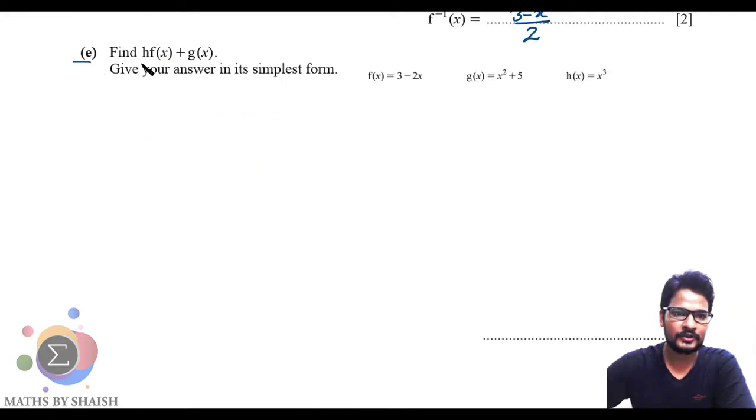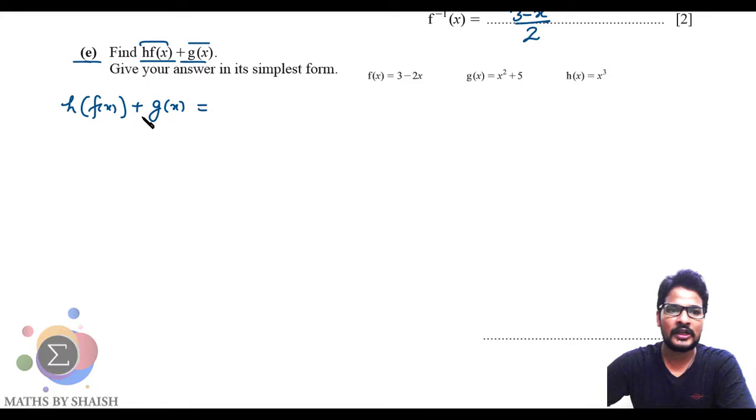Here's the last question of this paper. Find hf of x plus g of x. Give your answer in its simplest form. So we have a composite function and the sum of two functions. So first of all, f of x, we will write it as h of f of x, so that we can understand by the input formula method. So h of f of x, we have 3 minus 2x, so we are substituting this, and plus g of x is x square plus 5.